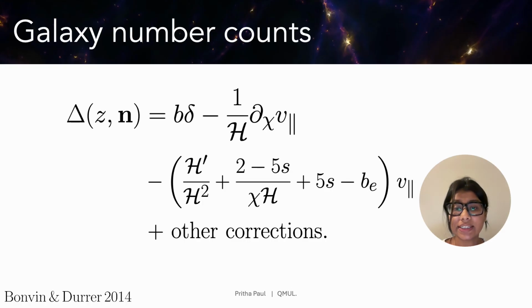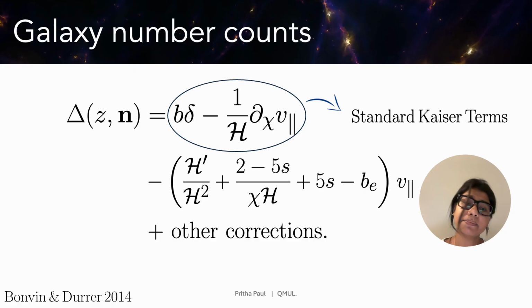Mathematically, we can write down the observed galaxy number density. Kaiser showed that the observed galaxy number counts are not just affected by the underlying matter distribution. Instead, we are also affected by the radial derivatives of the peculiar velocity of the galaxies. This is denoted by the Kaiser term. The first term we have is b delta, where b is the galaxy bias, and then d chi v parallel, which is representative of the Kaiser term. It's the radial derivative along your line of sight of the peculiar velocity. Here, v parallel represents v dot n, where n is your line of sight.